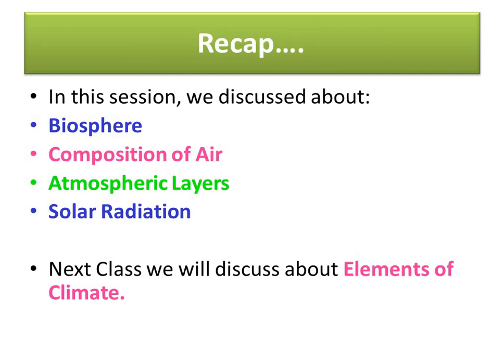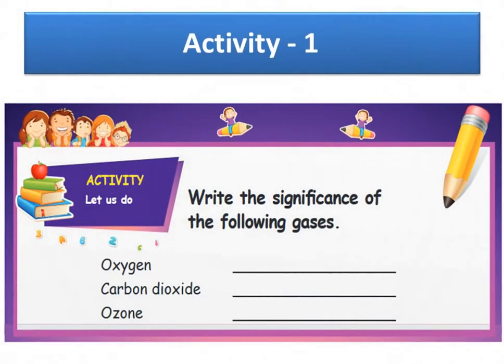The various units used to measure the temperature are Fahrenheit, Celsius, and Kelvin. We also learned about solar radiation. The earth receives heat energy from the sun in the form of radiation and it is called solar radiation. Greenhouse effect is the earth being warm because of the trapping of the sunlight by the gases like carbon dioxide and ozone. So with this we wind up today's class, my dear children. In the next class we will discuss the various elements of the climate.